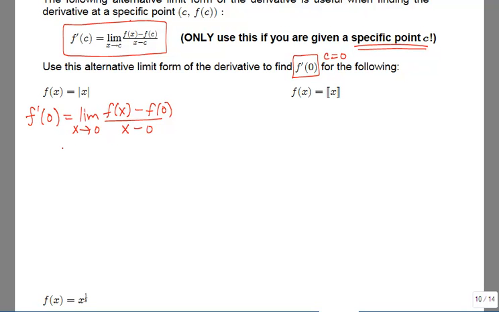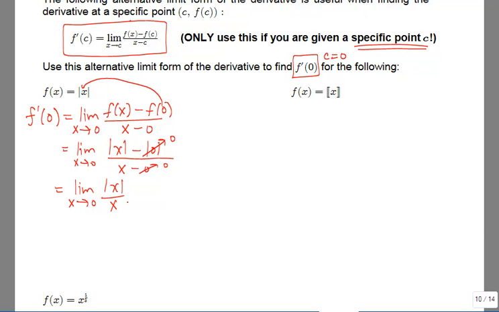Now we need to plug into our actual function itself. So if we take a look at our numerator, we need to know what f of x is, and f of x is just absolute value of x. That's how it's defined. And then we would need to know f of 0. So if you plug in 0 into this x position, that would be absolute value of 0, which we know is just 0. So this goes to 0, this goes to 0, which means what we're really trying to find the limit of is absolute value of x over x.